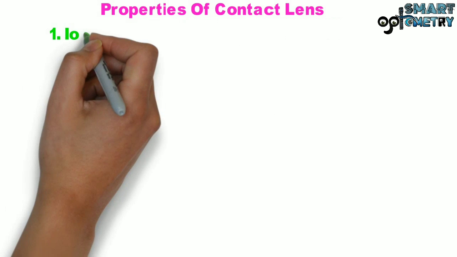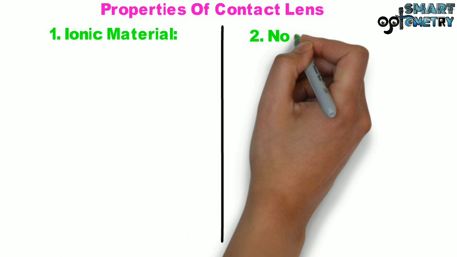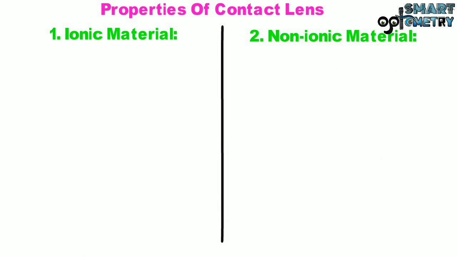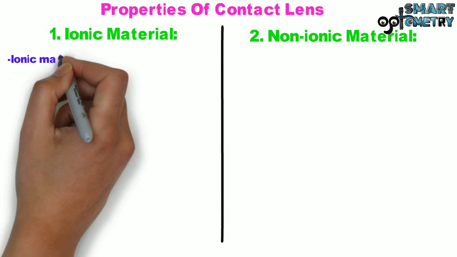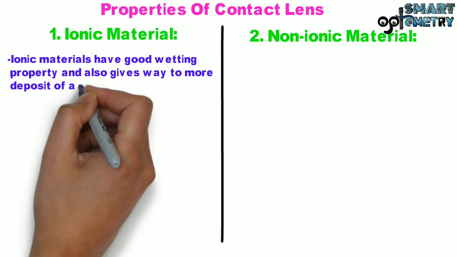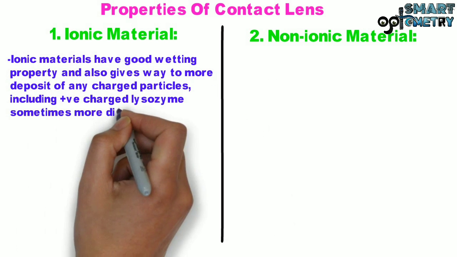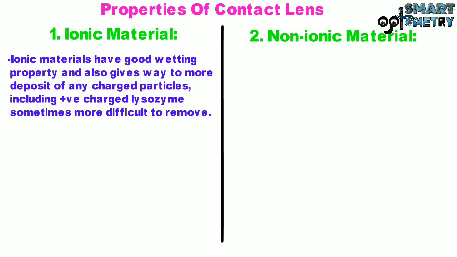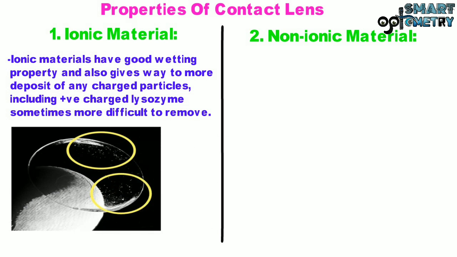This is a comparison chart between ionic material and non-ionic material. Ionic materials have good wetting property, but also give way to more deposits on any charged particles, including positively charged lysozyme, which is sometimes more difficult to remove. Here in this figure you can see the deposits on a contact lens.